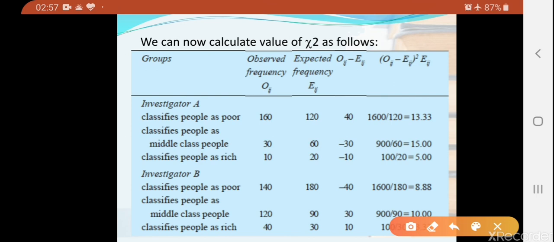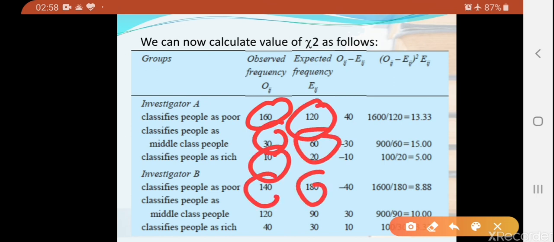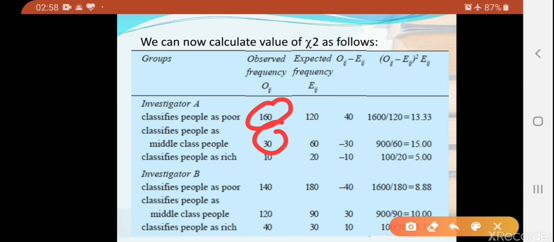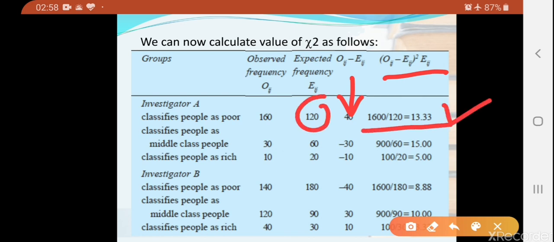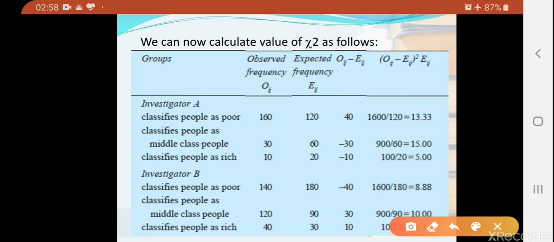So here you can see that the observed frequencies are given as this value. We have calculated the expected, that can be filled in this column, and then the difference can be calculated in this column, and difference square divided by the expected frequency comes over here. This calculation we will do for all the income groups by both the investigators, and then we will find the summation of all these values, sigma (Oi minus Ei) square upon Eij.